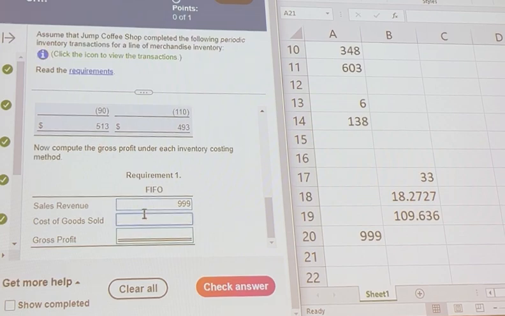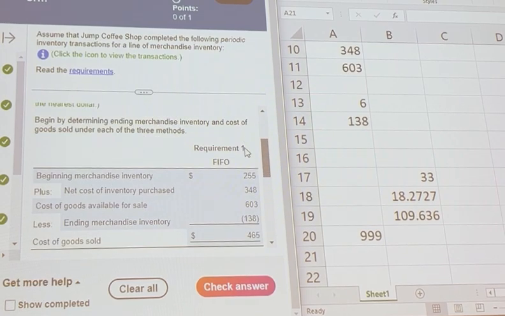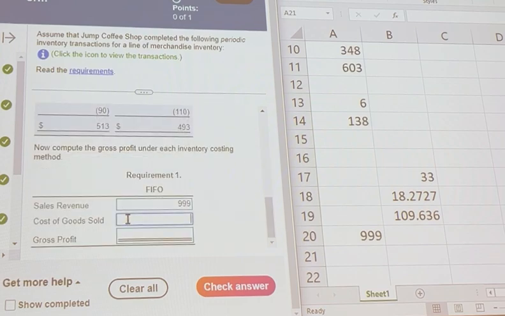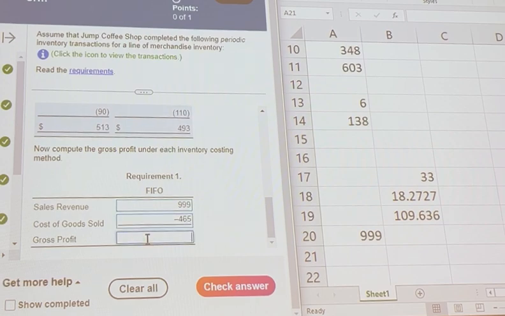And then our cost of goods sold, from the FIFO calculation up above, we said it was 465. We'll enter that here as a negative number. So then subtracting our cost of goods, our gross profit is $534.